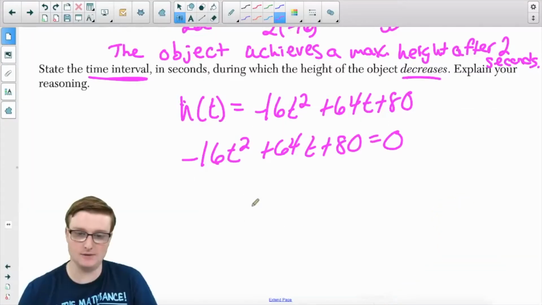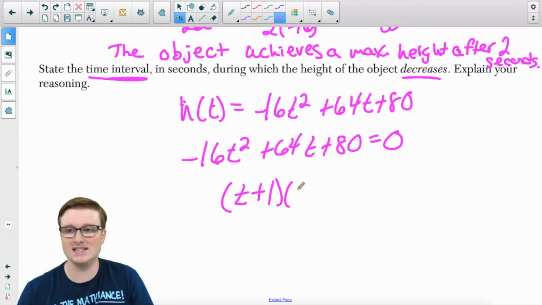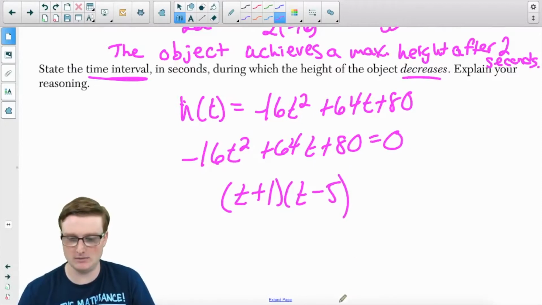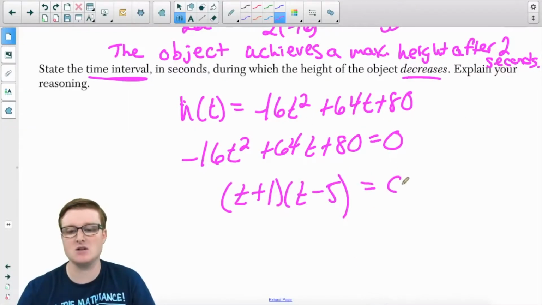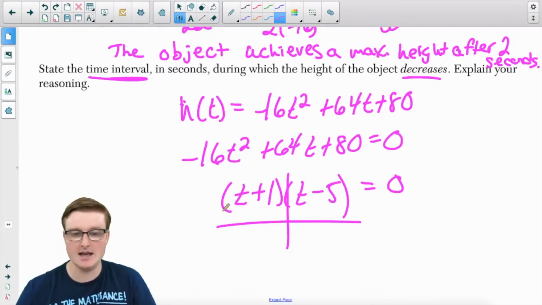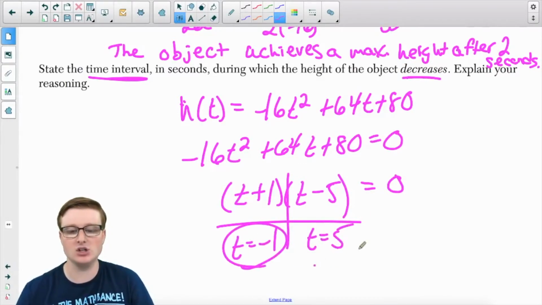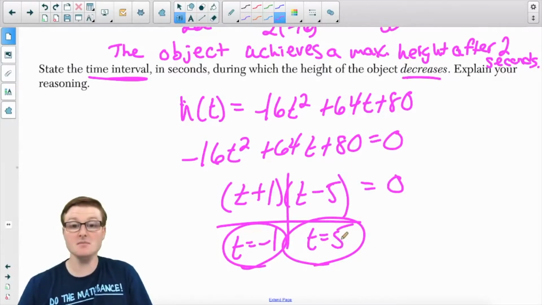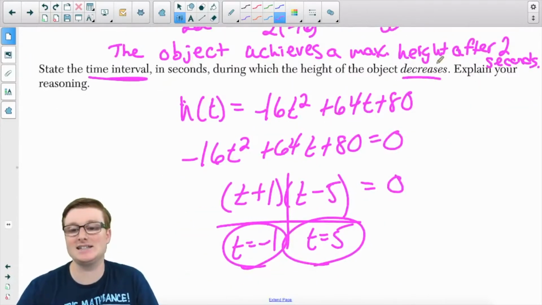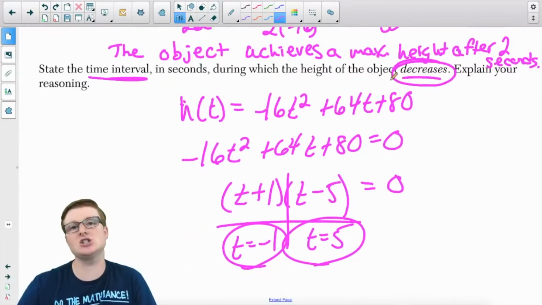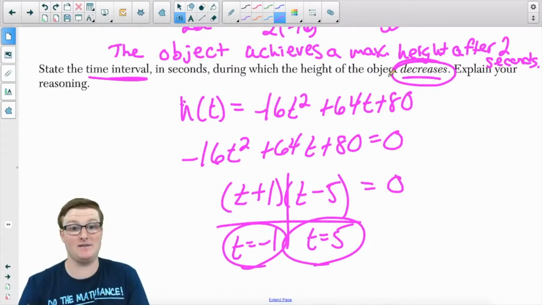So that means, folks, that this is going to be t plus 1, t minus... Wait, hold on a second. Yeah, t plus 1, t minus 5 equals 0. So that means that t is equal to negative 1 and t is equal to 5. These are the seconds, okay? Now, I just said that it achieved its maximum height after 2 seconds. It's decreasing on the interval from 2 to 5.